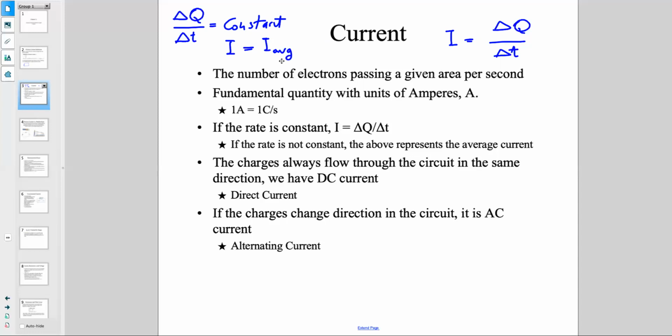The charges always flow through the circuit in the same direction when we have a DC current, or direct current. If the charges change direction in the circuit, we have an AC current, or alternating current. So DC stands for direct current, and AC stands for alternating current.